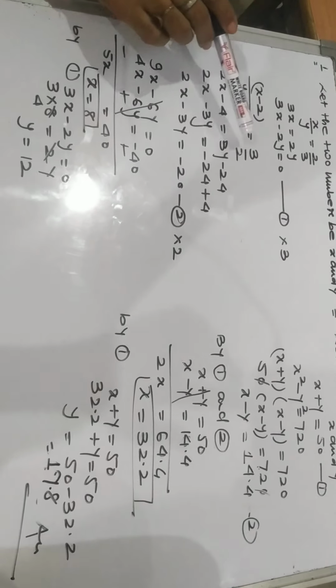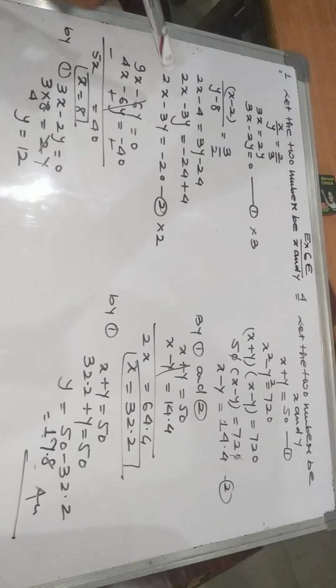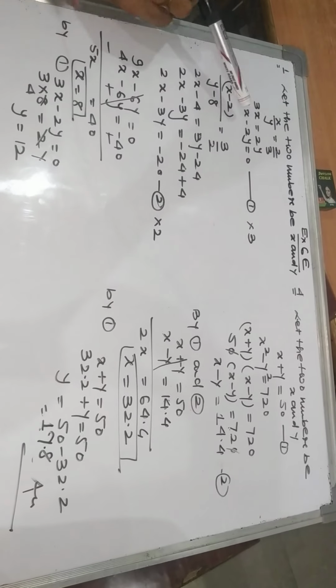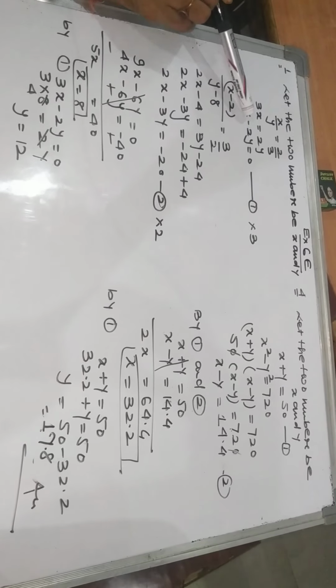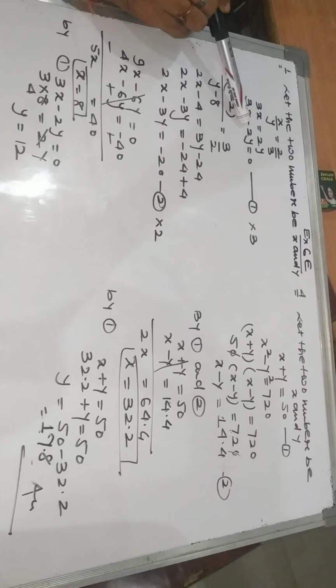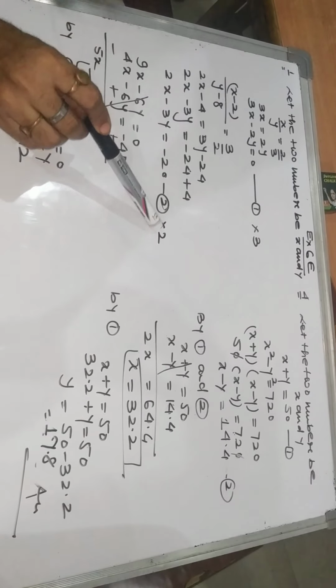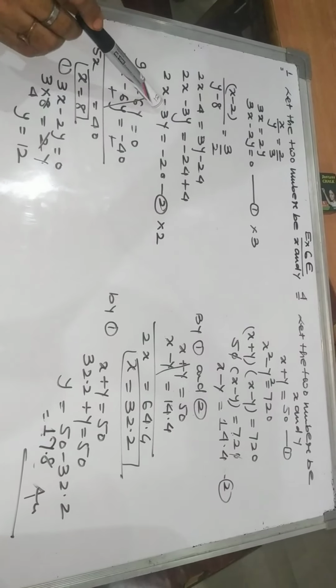Here the coefficient of y is 2, here the coefficient of y is 3. Now we have to equalize the coefficient of y. To equalize the coefficient of y, we have to multiply by 3 in equation number 1. We multiply by 3, so it converts into 6, and this converts into 6, so we have to multiply by 2 in equation number 2.